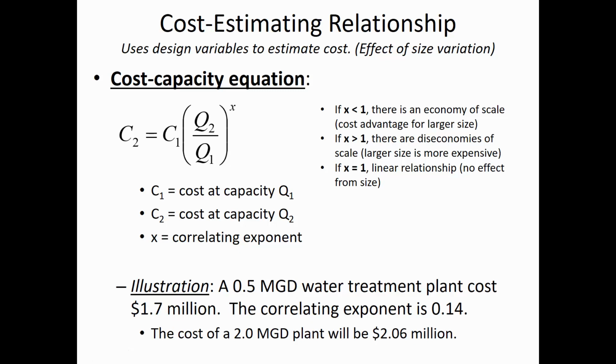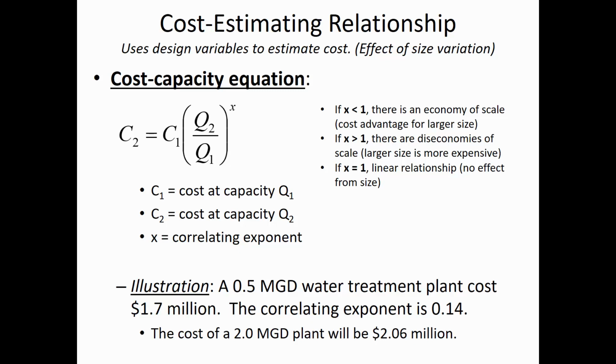All right, so let's put that on the whiteboard here. Breaking down the problem statement: C1 is 1.7 million. Q1 is 0.5 million gallons per day. That's what MGD stands for. So that means the wastewater treatment plant has 500,000 gallons per day coming into it, and when it was constructed, it cost $1.7 million. The correlating exponent, X, is 0.14.